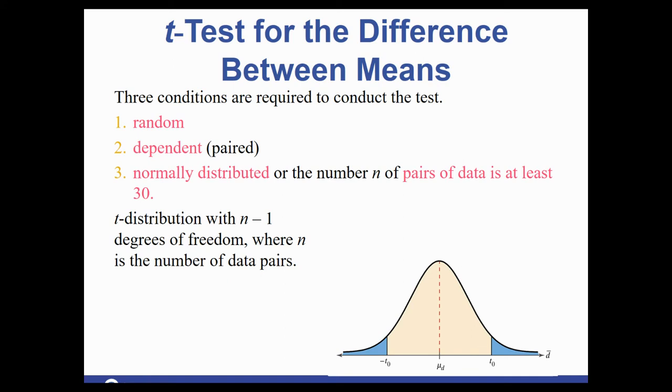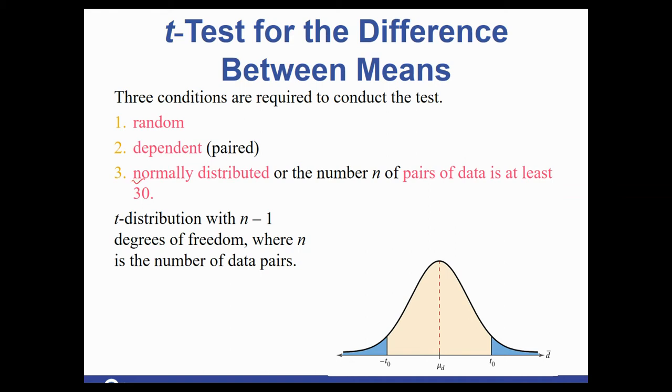The conditions that we need to be able to meet is that it is random. You're going to notice it is dependent. And again, you're going to see the paired data in a chart of some sort. It is either going to say normally distributed or the number of data pairs needs to be at least 30.